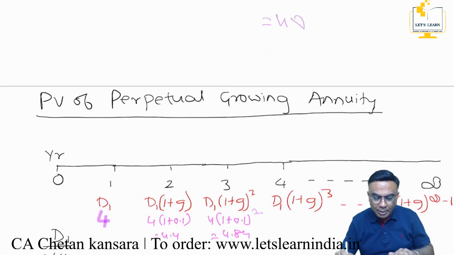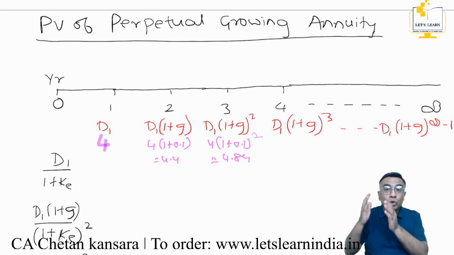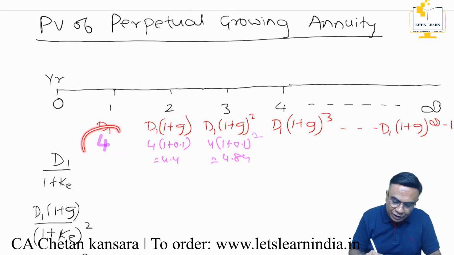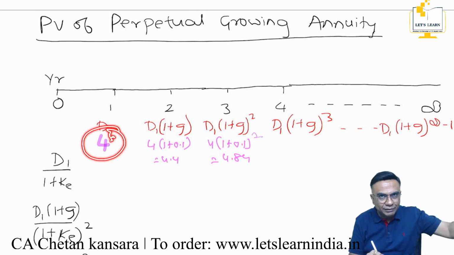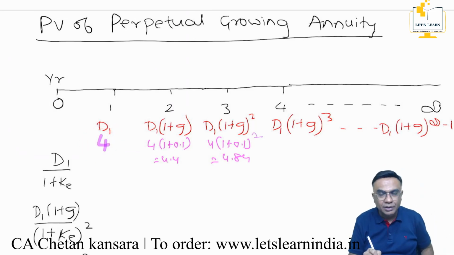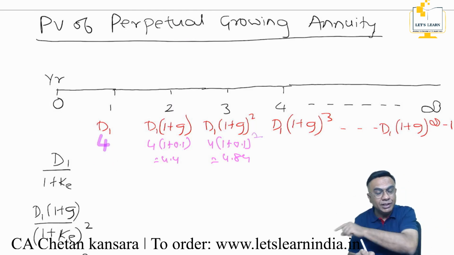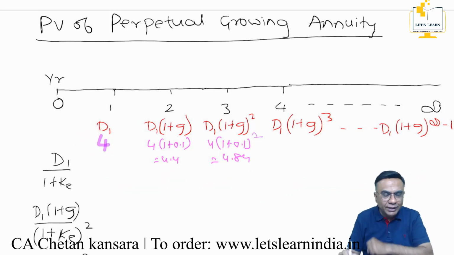Logic of this formula: present value of a perpetual growing annuity. There is a growth. Suppose, for example, the dividend is $4 for the first year. The expected dividend is 4 rupees. This dividend is increasing every year by 10%, 10%, 10%, 10%. Say $4 plus 10%, $4.4 plus 10%, $4.84 and so on. So how are you going to write this?